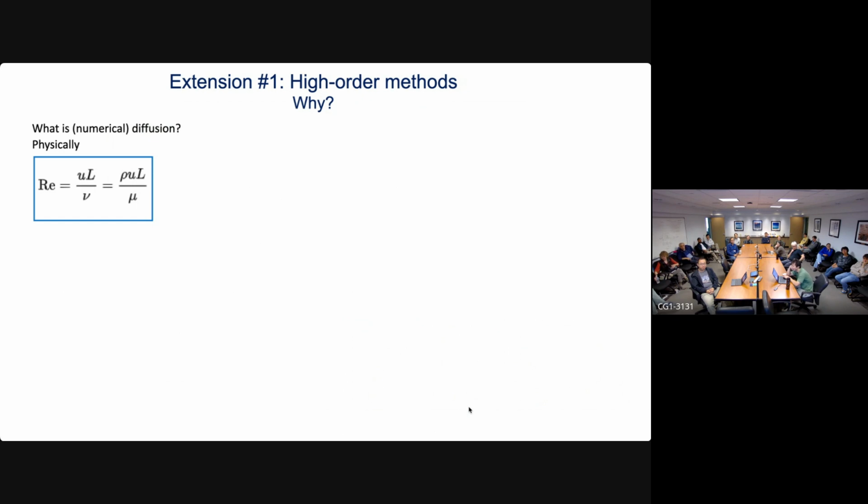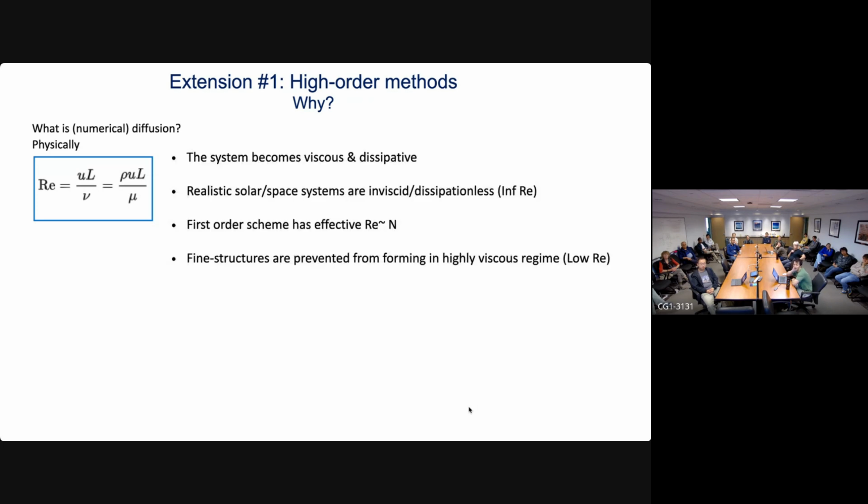So basically, diffusion means that we have an effective Reynolds number equal to U times L divided by nu, where U is the advection term and nu is the viscosity term. It means that numerically solving the system can sometimes lead to a viscous or dissipative system. However, in realistic solar or space systems, the systems are usually inviscid or dissipationless, which means that the system is of infinite Reynolds number.